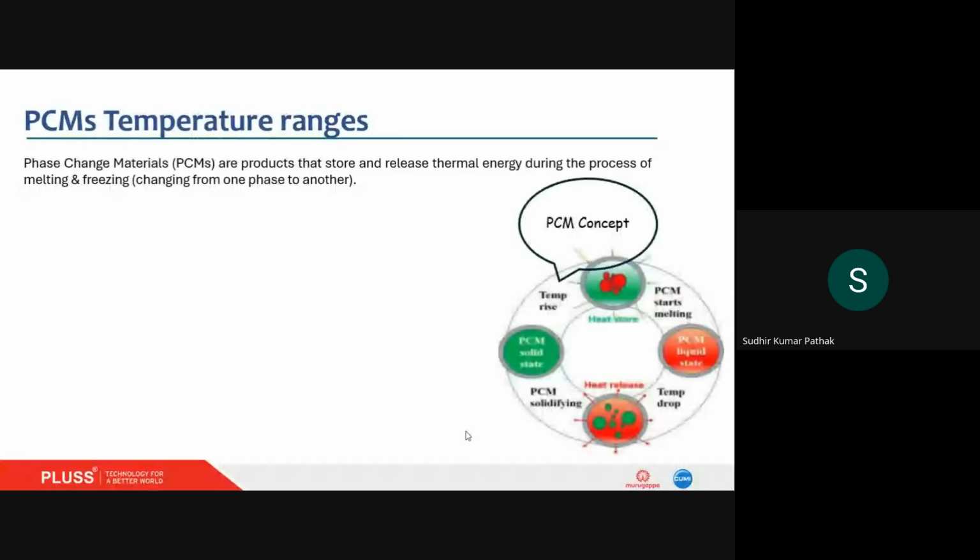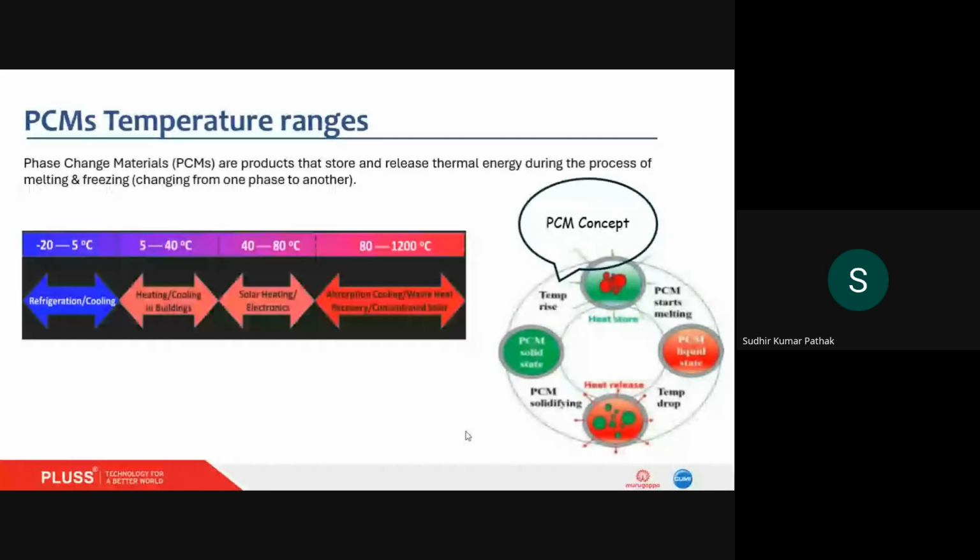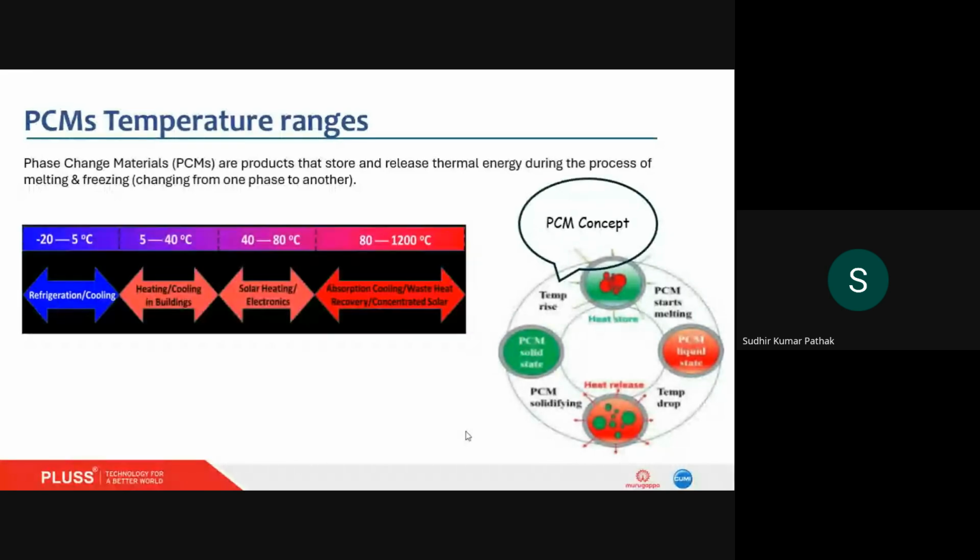So I'm again explaining the concept: a phase change material is a substance that stores energy at the time of freezing and delivers the energy at the time of melting. For operation of cold rooms to store different types of products, we have to operate with different temperature ranges of PCMs.